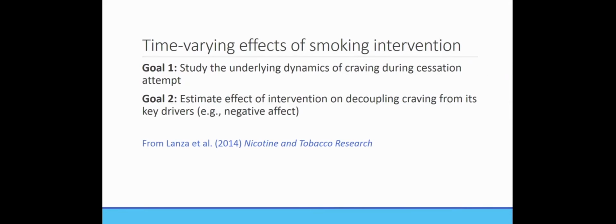So the specific goals of this study were, first, to study the underlying dynamics of craving during a smoking cessation attempt, and second, to estimate the effect of an intervention on not just reducing craving, but the effect of the intervention on decoupling craving from its key drivers, for example, negative affect. Details appear in the published article from 2014.